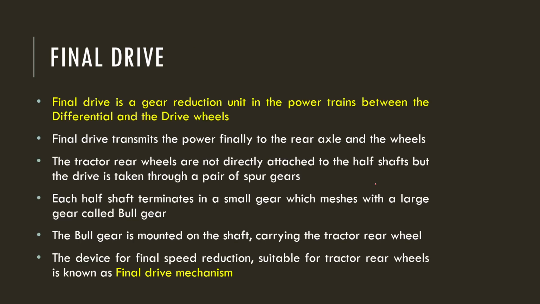Next is the final drive. We discussed in the earlier class that the tractor is designed for larger torque and slow speed. That's why the tractor rear wheel is bigger in size, right? The engine speed is very high, and that has to be reduced by the time it comes to the final rear wheel.